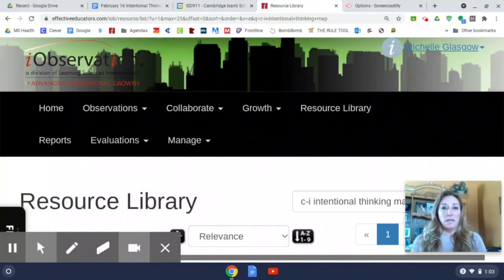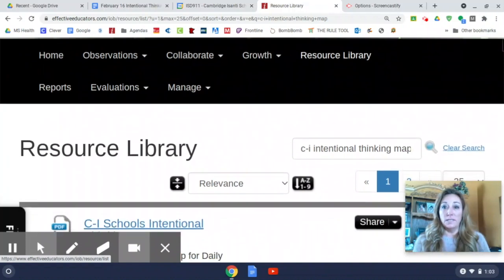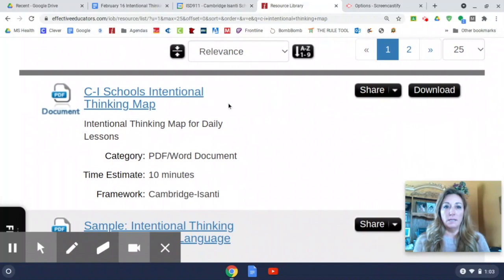I am going to spend about the next 5 minutes talking about the intentional thinking map that we use for observations. First, where you find it: you go into the resource library in iObservation under Effective Educators and type in either CI Intentional Thinking Map or Intentional Thinking Map. We actually loaded one of these into the website, so you can just grab it there and hit download.